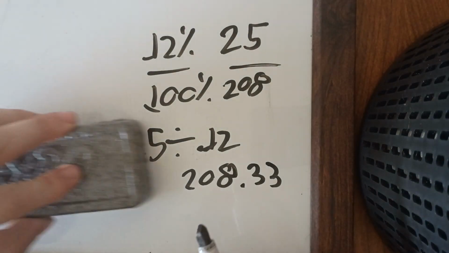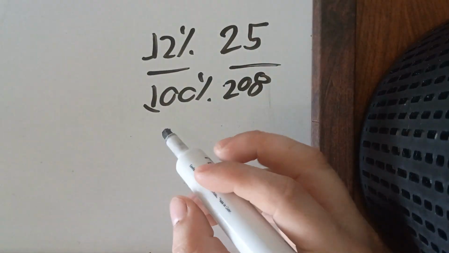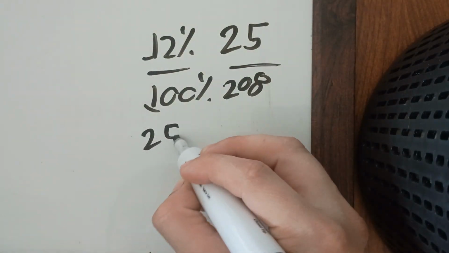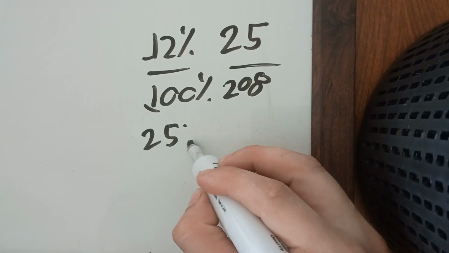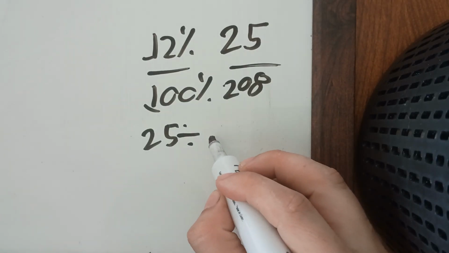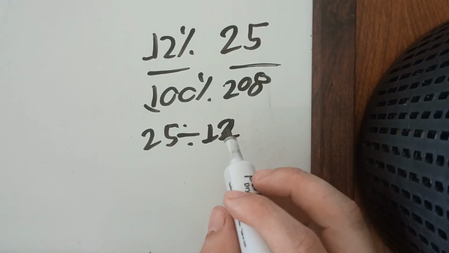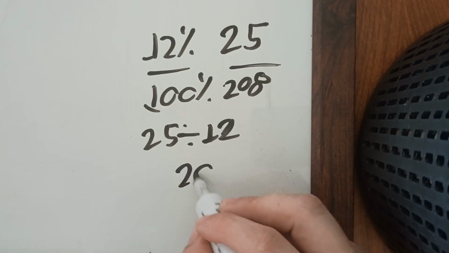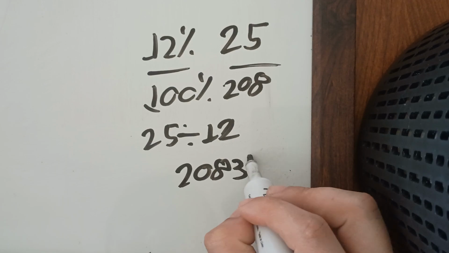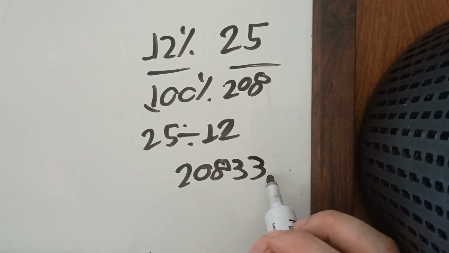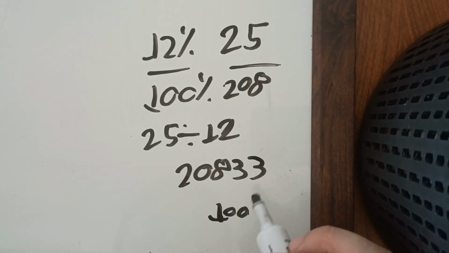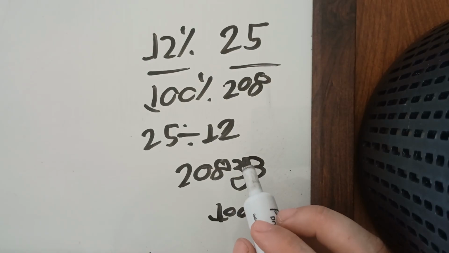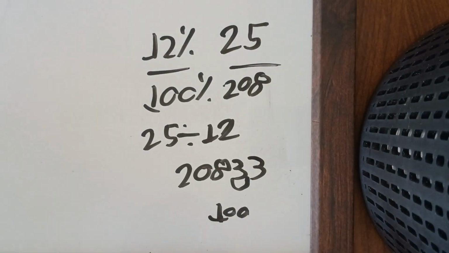But if you want to do that the other way, you can. If we take 25 divided by 12%, that's going to give us a larger number. I guess, if I'm not mistaken, that would be 2833. And then you divide it by 100 again, and that just moves the decimal back. Those are the three methods.